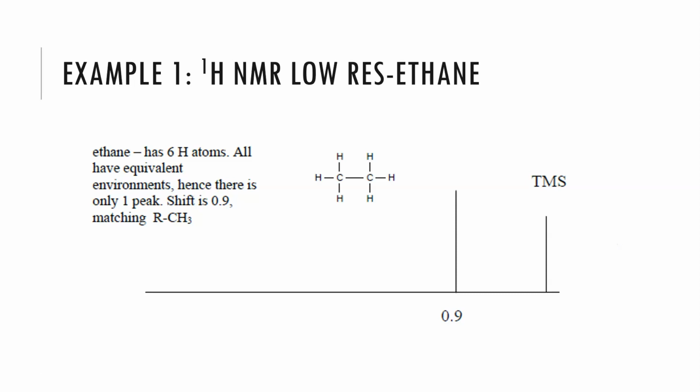So let's have a look at a low res of ethane. Ethane has 6 hydrogen atoms. They all are in the same environment. These 3 hydrogens are exactly the same as these 3 hydrogens. I have symmetry in the molecule. There is nothing different in any of the bonding. Therefore, it is a single peak that is seen in the NMR.